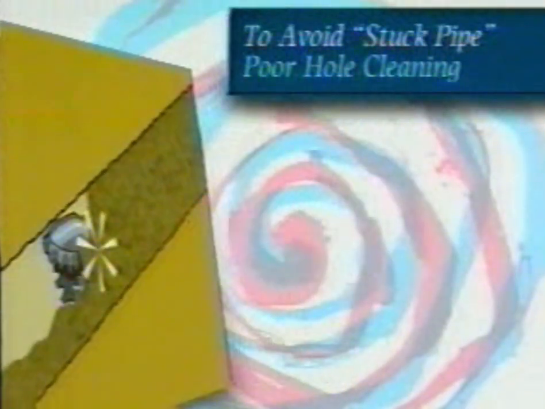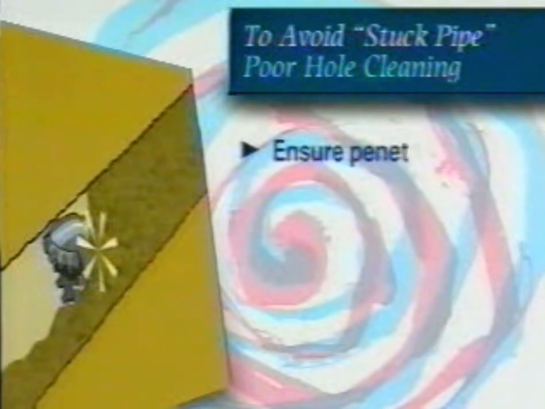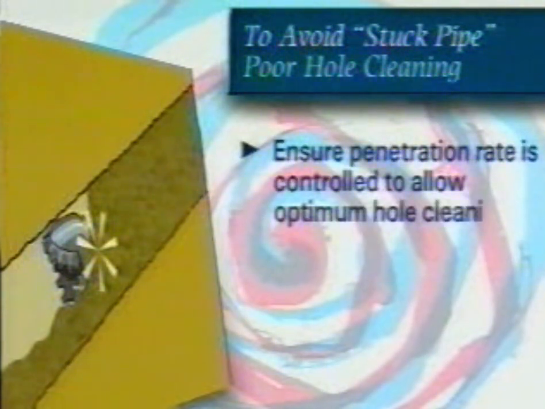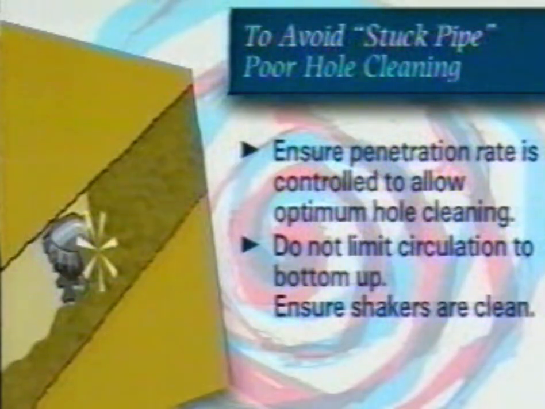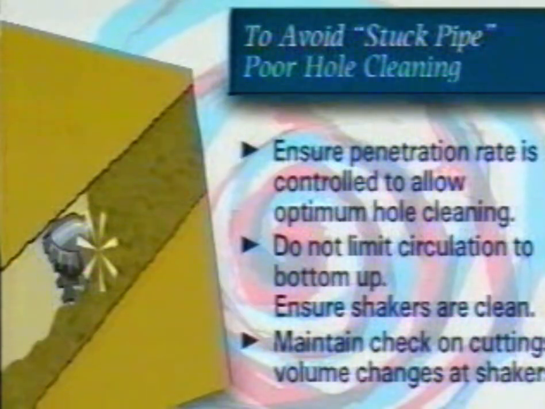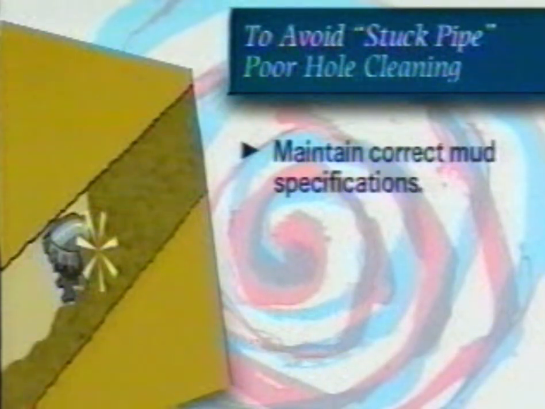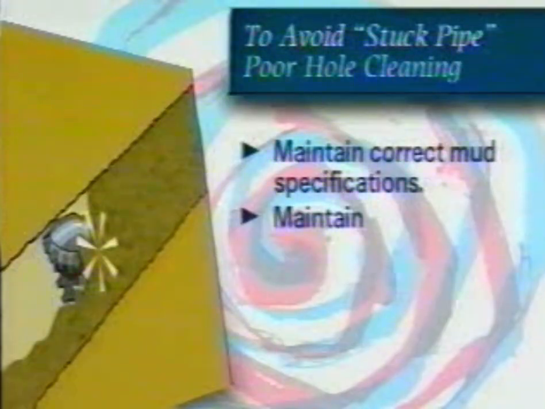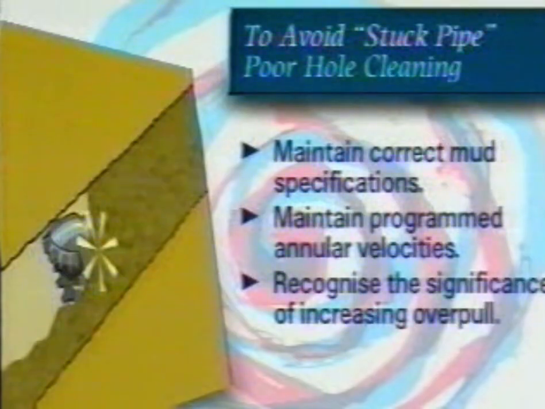To avoid stuck pipe caused by poor hole cleaning, it is essential that we ensure that the penetration rate is controlled to facilitate optimum hole cleaning. Do not limit circulation to bottom up. Ensure that the shakers are clean. Maintain a check on the cuttings volume changes at the shakers. Maintain correct mud specifications. Maintain programmed annular velocities. Recognize the significance of increasing overpull.